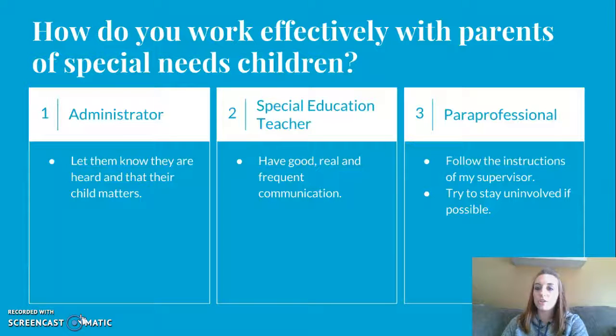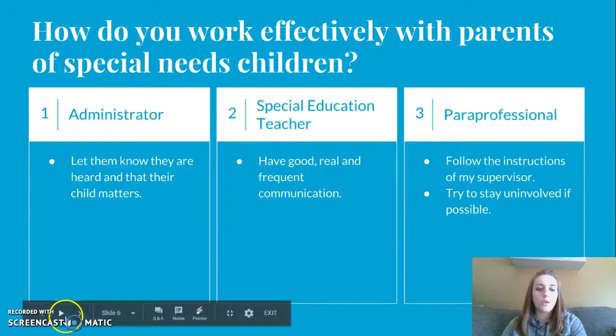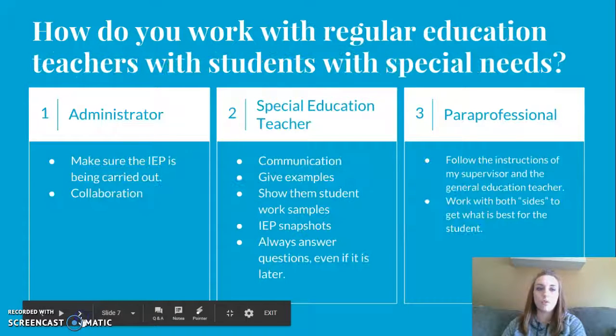The paraprofessional, she said to follow the instructions of my supervisor. And she said to try to stay uninvolved if possible. She was referring to this when it comes to a very, very specific question, or maybe a behavioral question or an academic question. If they're just there for a classroom party with small talk, that's different. But when it correlates with their child learning, she said she's going to try to stay as uninvolved as possible.